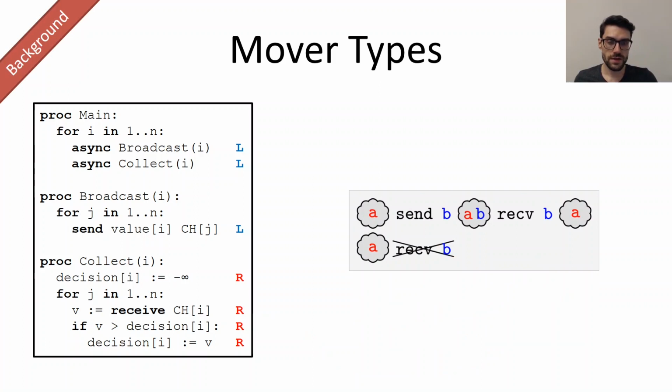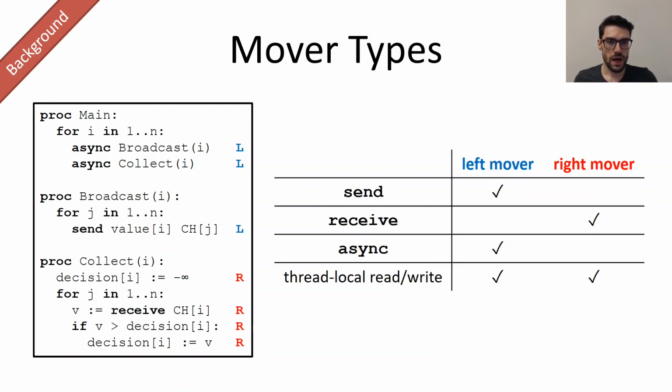However, it is not the case that send is a right mover, nor that receive is a left mover, because a matching pair of send and receives cannot be commuted. Now, other than send and receive, our broadcast consensus protocol uses asynchronous thread creation, which is a left mover, and thread-local reads and writes to memory, which are both left and right movers.